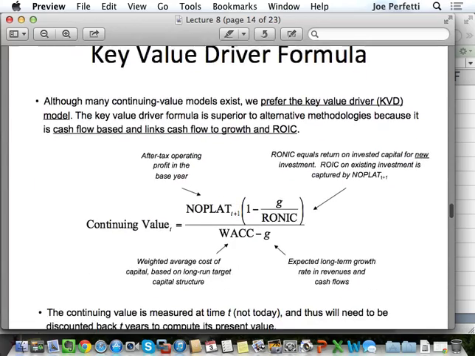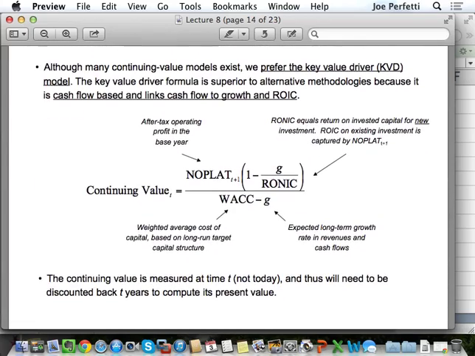So our key value driver formula that we previously defined this semester is represented here on this slide. So it's the NOPLAT times 1 minus the growth over the ROIC divided by the WACC minus the G. Okay? So those are the key value drivers that will drive the continuing value. Notice that it's the NOPLAT in T plus 1. T plus 1 is the first year of the continuing value period.